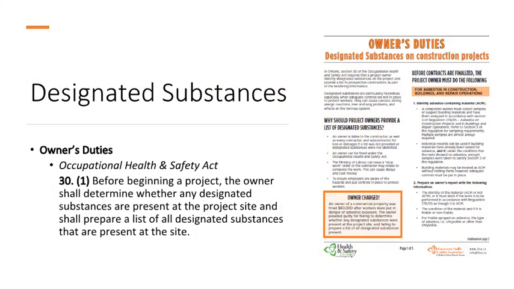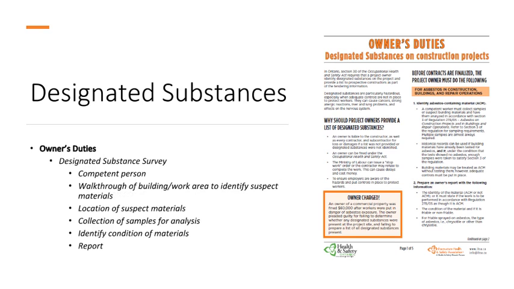The duties of an owner under the Occupational Health and Safety Act are: under Section 30, before beginning a project, the owner shall determine whether any designated substances are present at the project site and shall prepare a list of all designated substances that are present at the site. The owner must provide a designated substance survey. It must be by a competent person.